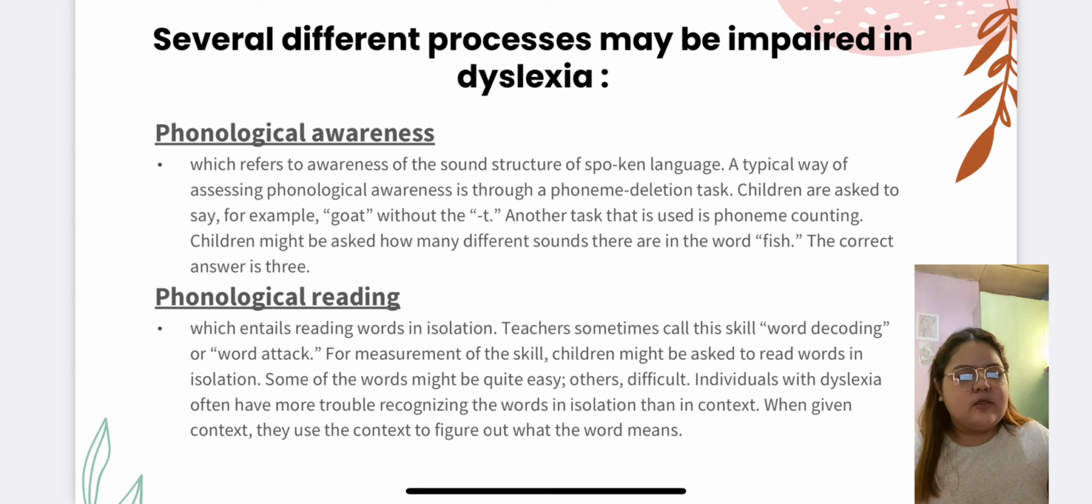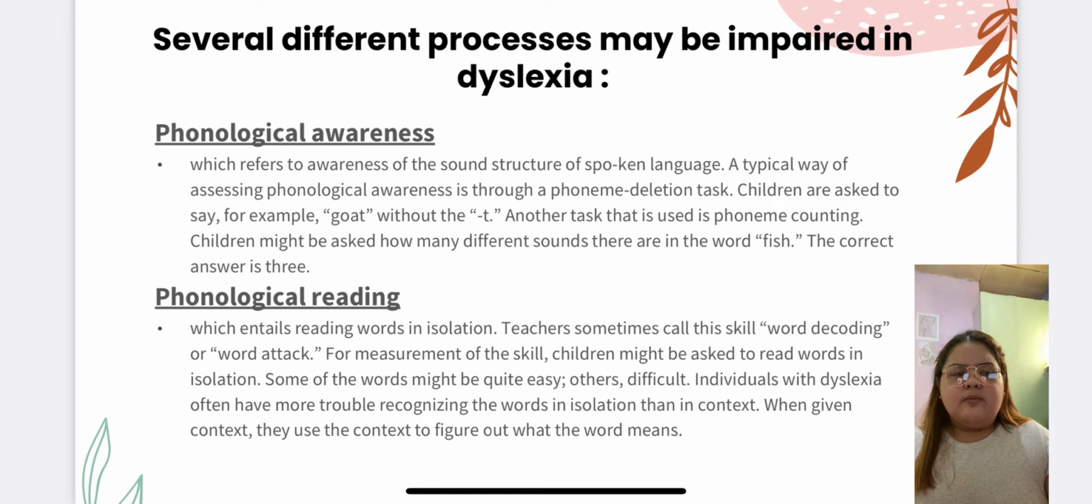Like word attack strategies, guys: start with the first letter and say each letter sound out loud. Next is to blend the sounds together and try to say the word. Next is to look at the word to make a connection between its spelling and its sounds. And last is substituting another sound. So that is word attack.